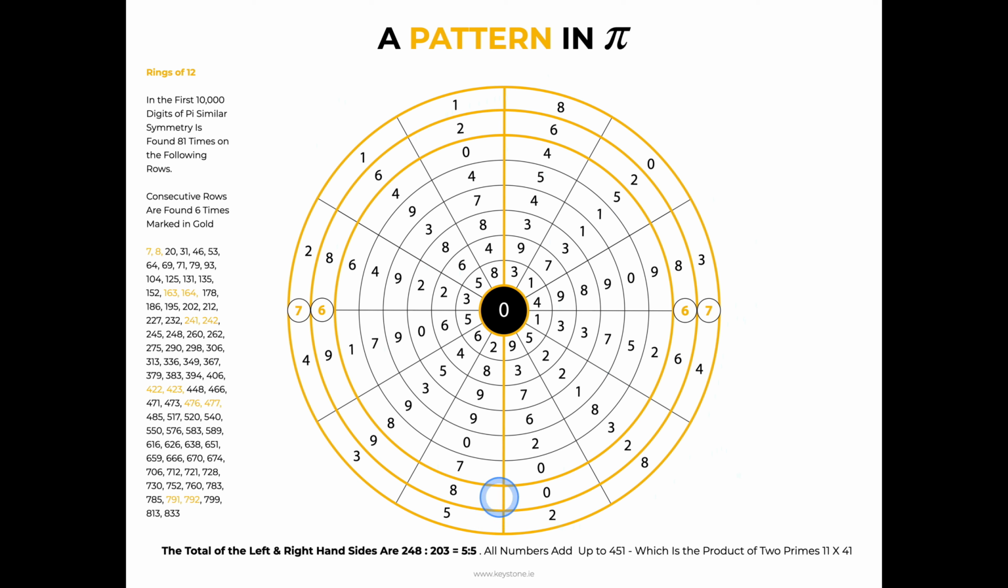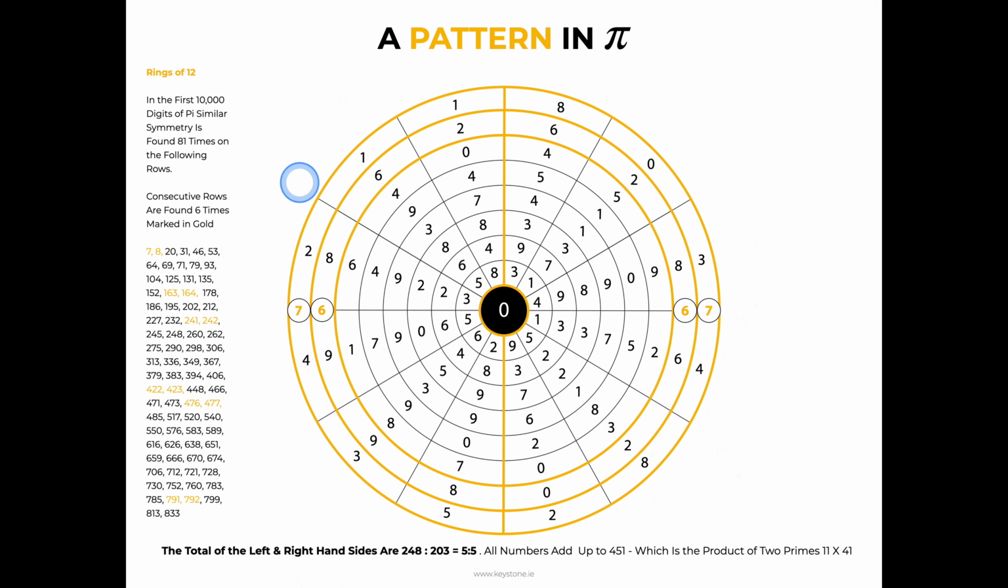On ring number 7, this half equals 6. And this half equals 6. The total of the left and right sides is 248 and 203, which reduces down to 5 and 5. And all the numbers add up to 451, which is the product of two primes, 11 and 41.